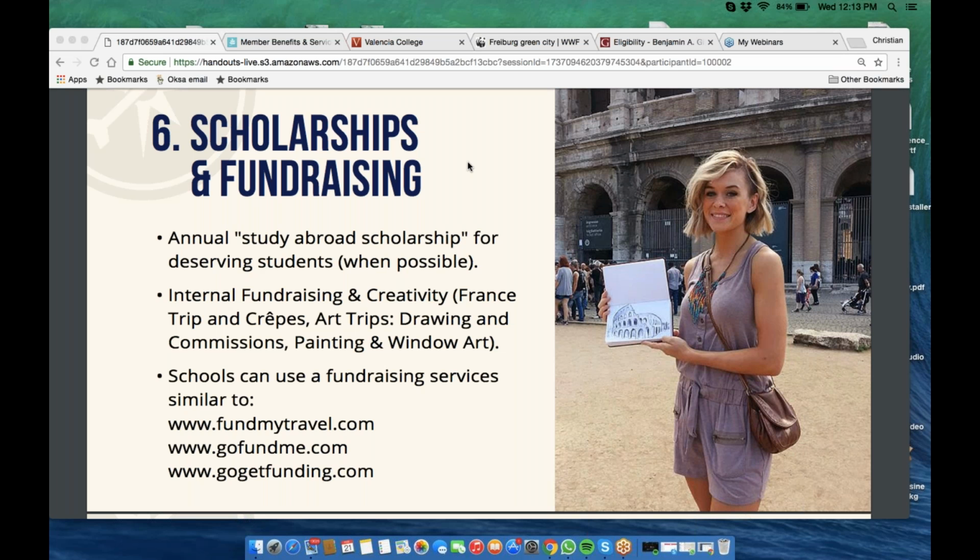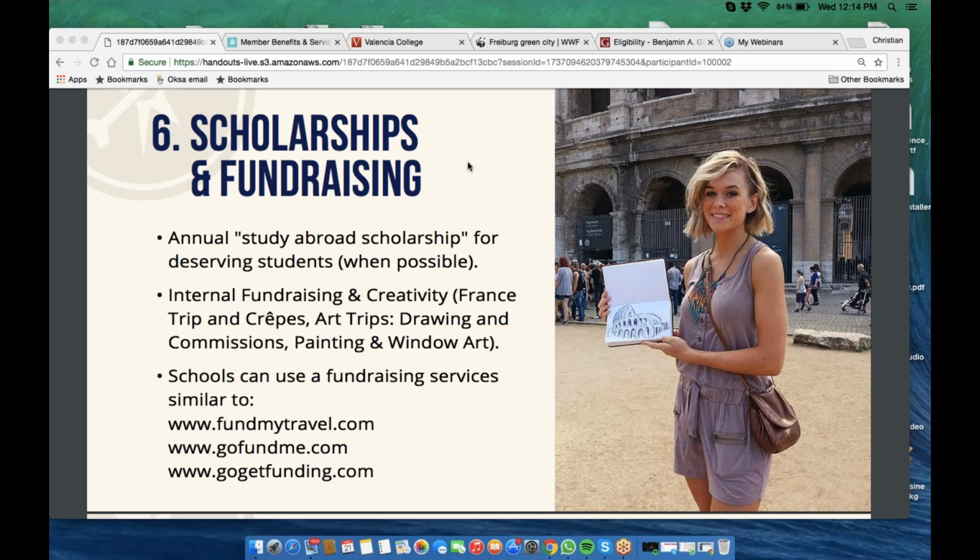We've had art groups from different colleges and universities who would be commissioned to do artwork in the country. Here in this picture, that's Brianna. She was in front of the Coliseum. So she kept a sketchbook. Every sketch she would sell, this would go for scholarship money for future trips.